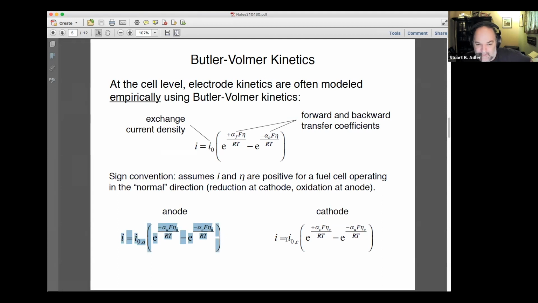And then at the cathode, if we apply the same equation, we would have a cathode exchange current density and a cathode overpotential, and the forward rate coefficient alpha F would be described as the cathodic transfer coefficient, whereas the backward one would be described as the anodic transfer coefficient. So it doesn't mean it's the anode, it means it's the anodic direction of the cathode. And likewise over here, alpha C is the cathodic direction for the anode.